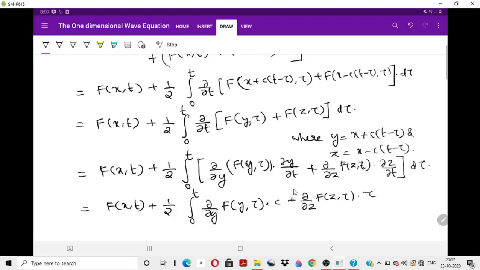Now we can take the c outside. So this will be f of x, t plus c by 2 integral 0 to t. This will be c, we can take outside, so there will be a minus sign, into d tau. Okay, so we will get like this.